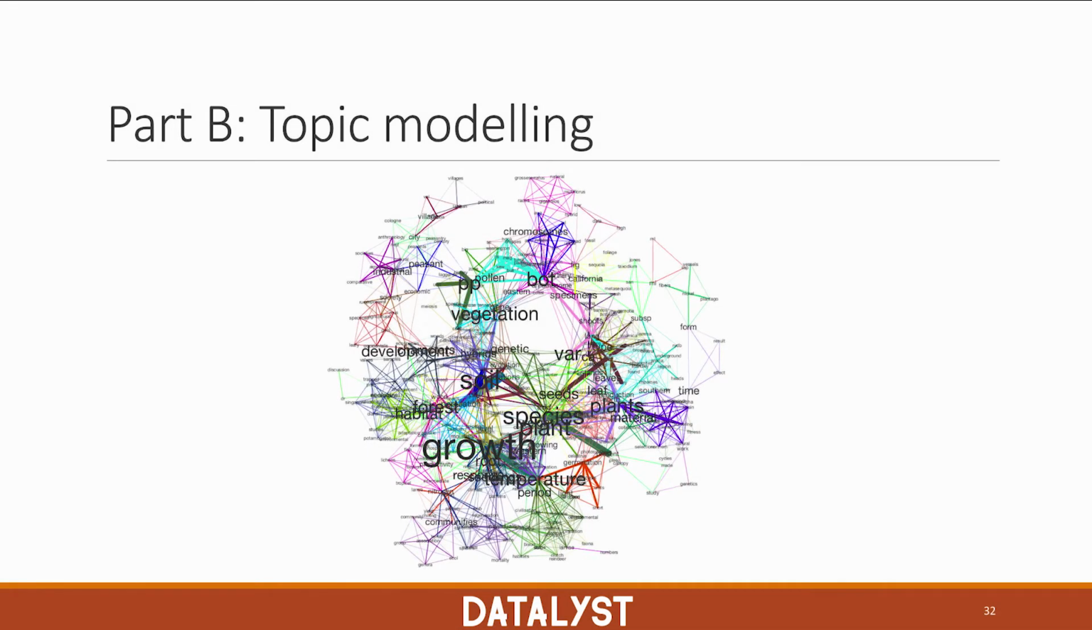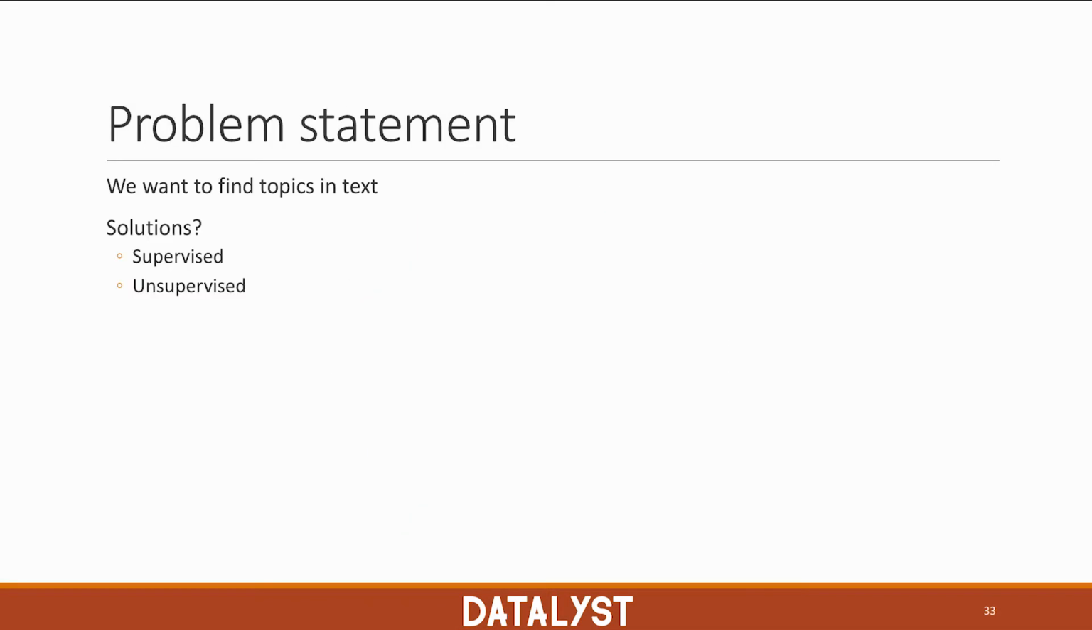So now let's talk about topic modeling. So what's the problem we're trying to solve in topic modeling? We want to find topics in text, and there are two solutions to this problem. We can either go with supervised or unsupervised learning.